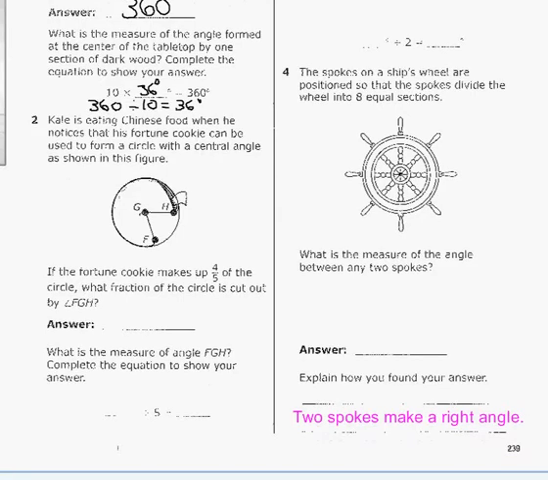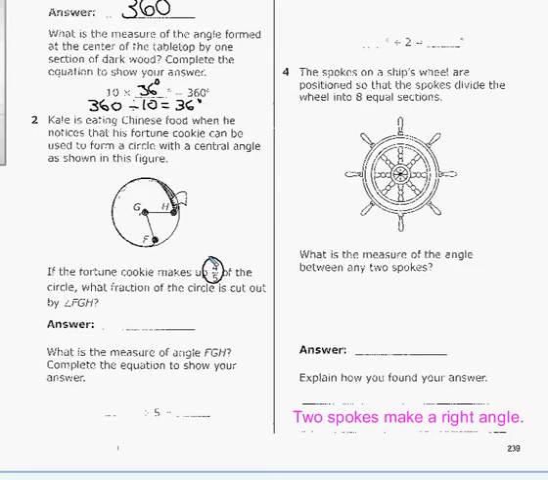It says, Kale is eating Chinese food when he noticed that his fortune cookie can be used to form a circle with a center angle as shown in this figure. If the fortune cookie makes up 4/5 of the circle, what fraction of the circle is cut out by angle FGH? And there's some important information right here. 4/5 of the circle. So they're saying 4/5 of the circle is fortune cookie, so that means 1/5 of it's cut out.